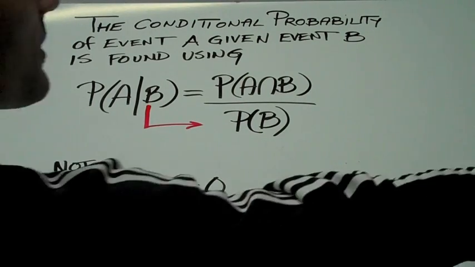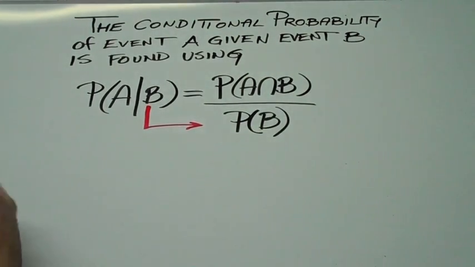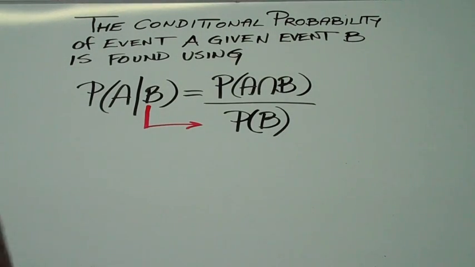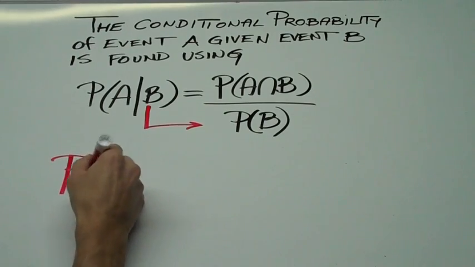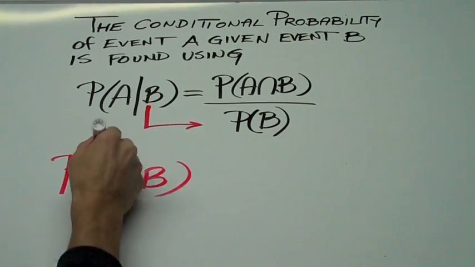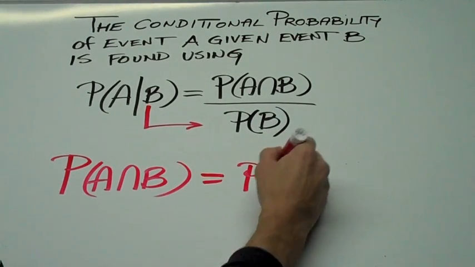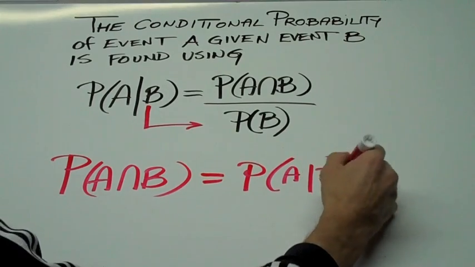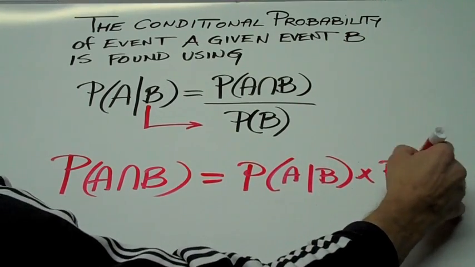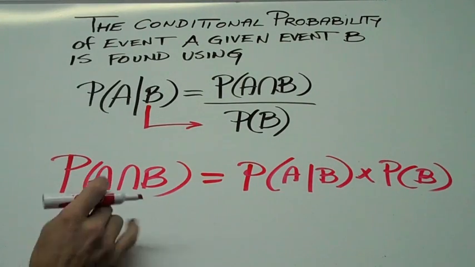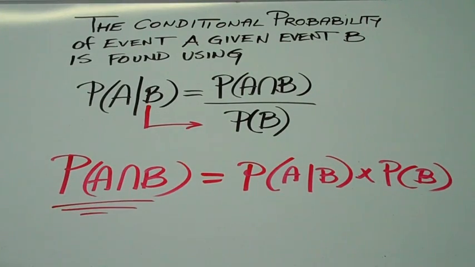What are the implications of this? Well, of course, if we have probability of A given B is probability of A intersection B divided by probability of B, we can solve for probability of A intersection B. If I multiply both sides by the probability of B, I'll get probability of A intersection B is probability of A given B times the probability of B. It's important to know this one so you can manipulate it and get this one. Here we can solve for the intersection of A and B.